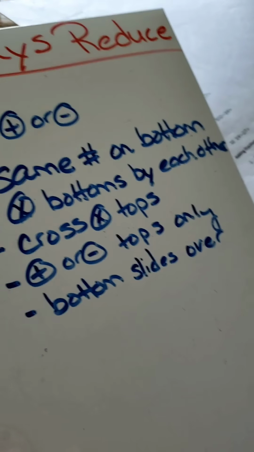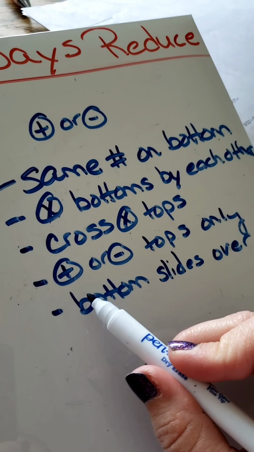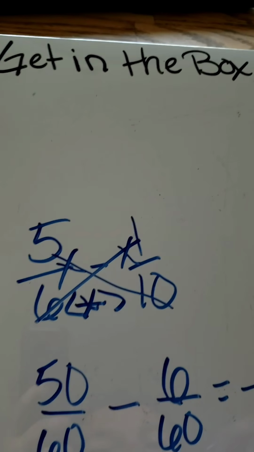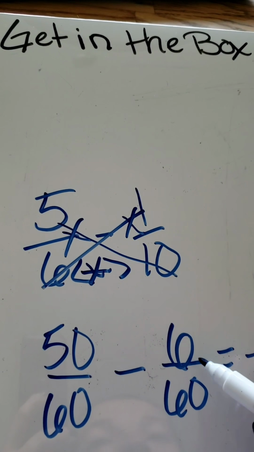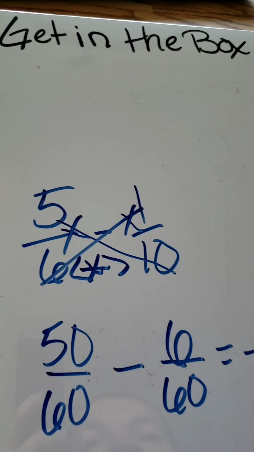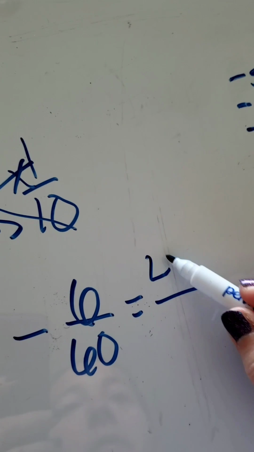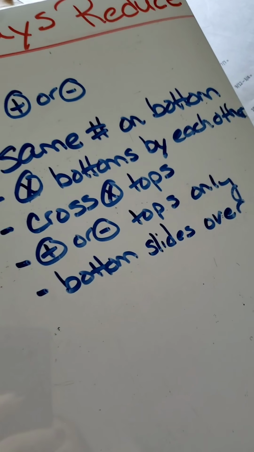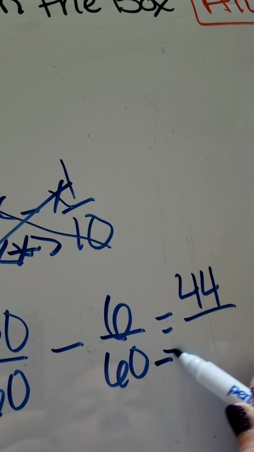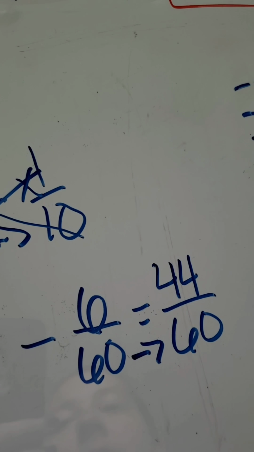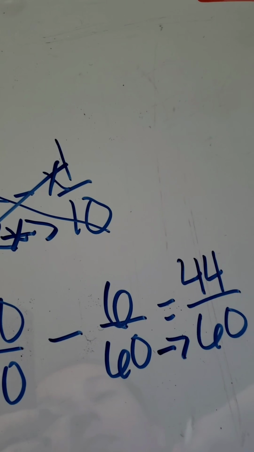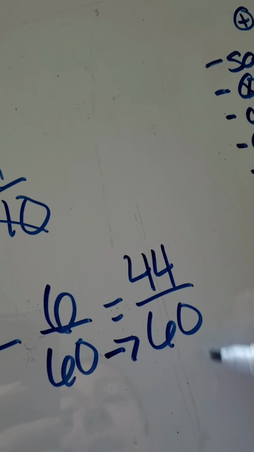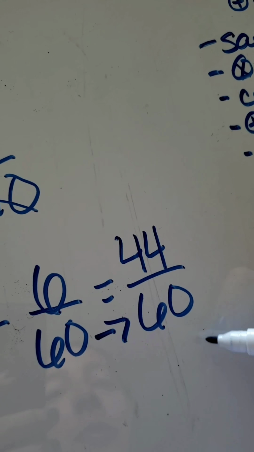Okay, next rule is to go ahead and just add or subtract the tops only. Well, we're in subtraction, so I'm just going to go ahead and subtract the tops only. So 50 minus 6 would be 44. Next is the bottom slides over. There's your final answer, but we have this hidden rule of always reduce. So that we can't leave as the final answer. We have to reduce it.